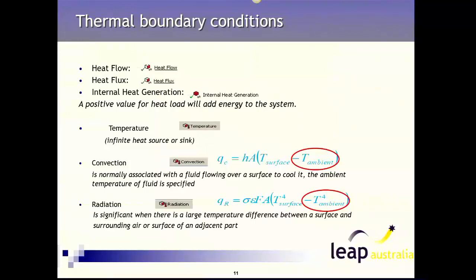So if it's below that, it's usually something you can ignore. So the reason why we tend to ignore it for low temperature differences is that it makes the model nonlinear, because this is a T to the 4th power. So this will vary significantly based on the temperature differences.